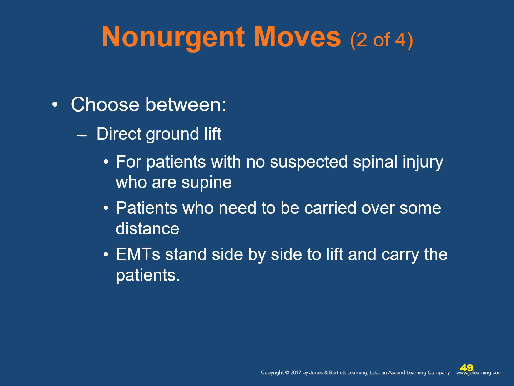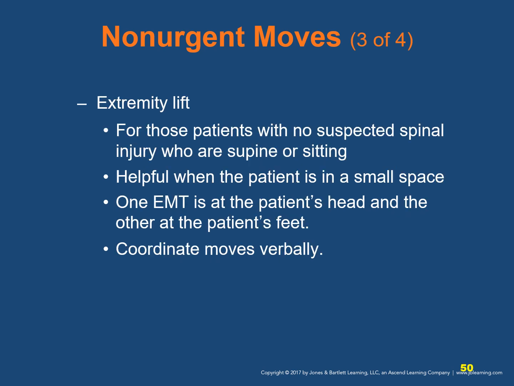So you're going to choose between a direct ground lift or the following. The extremity lift. The extremity lift is used for patients with no suspected extremity or spinal injury who are in a supine or sitting position. It may be helpful when the patient is in a small space because it does not require EMTs to stand side by side. One EMT is positioned at the patient's head, the other EMT is positioned at the patient's feet. Coordinate your movements using direct verbal commands.